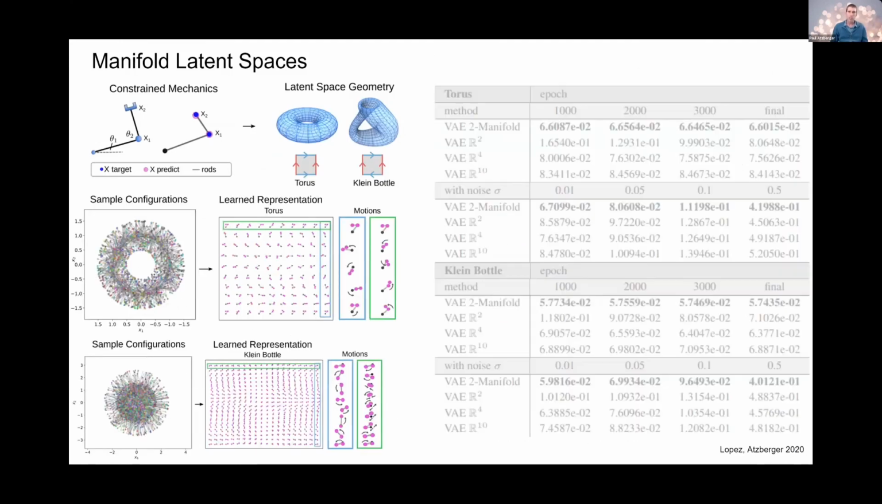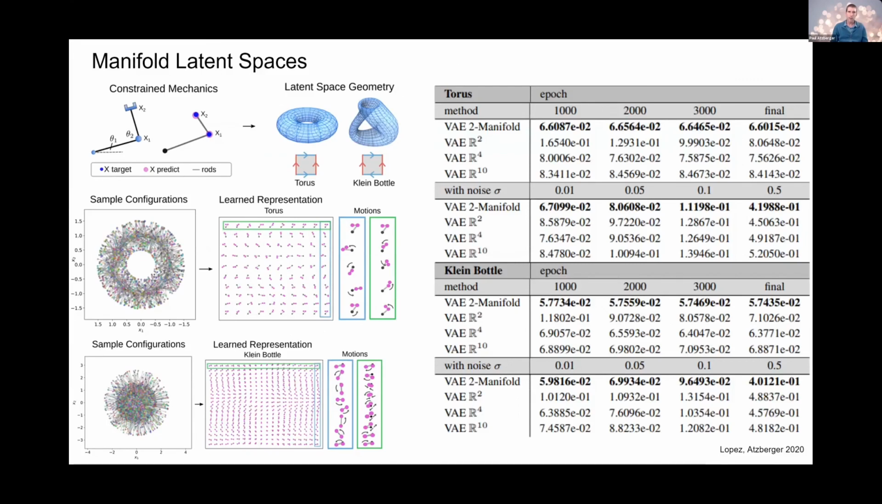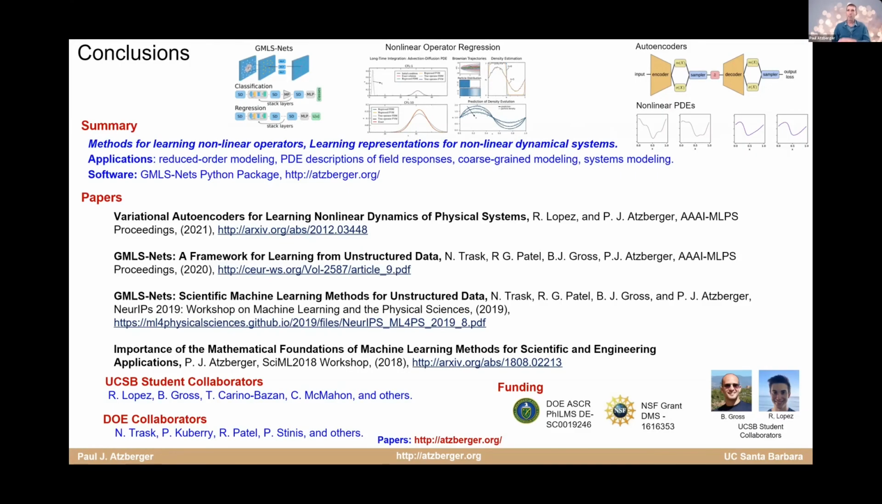So I think I'll just end there, and if you're interested in trying out some of these methods, we have some software packages that we've developed on this, and you can use those in fairly standard machine learning frameworks. I think that's probably a good place to end things. You can go to our website to download software packages and also related papers.